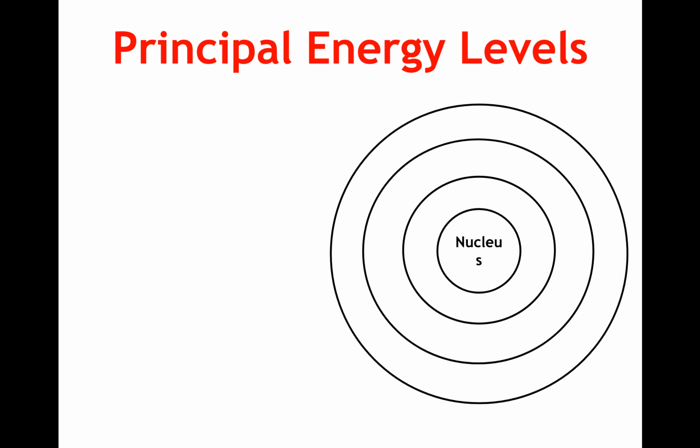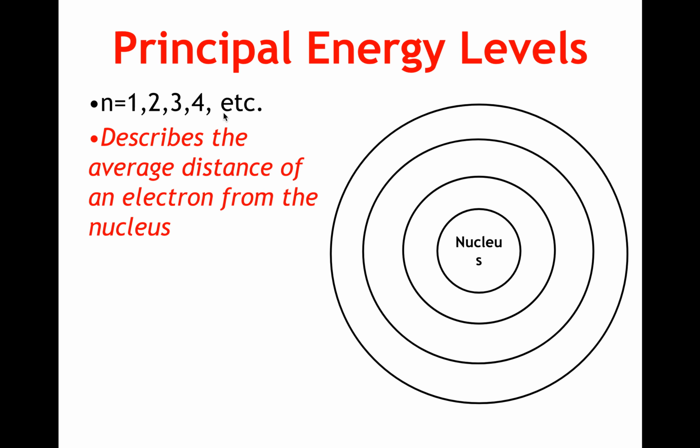They're located in principal energy levels, which does look like our ring model. We can have n, which is our principal energy level, which can have numbers like 1, 2, 3, 4, 5, 6, 7, and 8. This describes the average distance of an electron from the nucleus of the atom. So n equals 1 is going to be a close distance, 2 would be a little farther, 3 would be farther yet, and 4 would be the farthest one we've got on this particular atom.